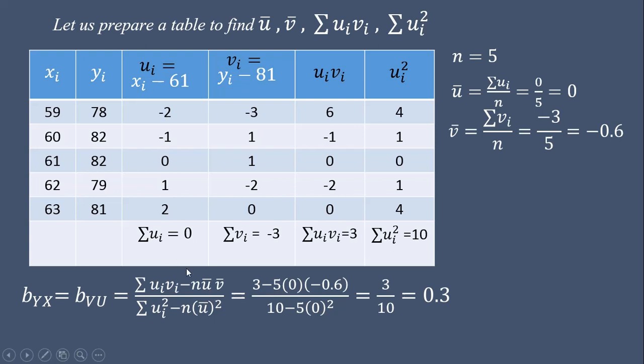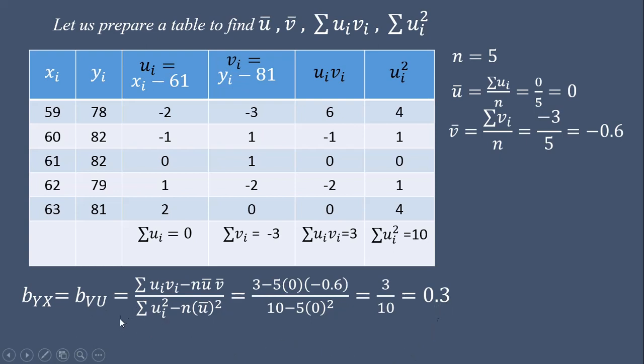Now u bar, here we have u bar is equal to 0. We substitute here 0. V bar, it is minus 0.6. We substitute here. In the denominator, summation ui square is 10. We substitute here 10 minus n into u bar to the square. U bar is 0. So we get 3 minus 0, 3. Due to this 0, again this term is 0. 10 minus 0, 10. So 3 upon 10 is equal to 0.3. So we get regression coefficient BVU is equal to 0.3.